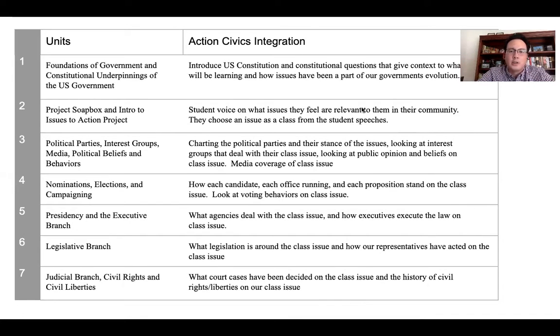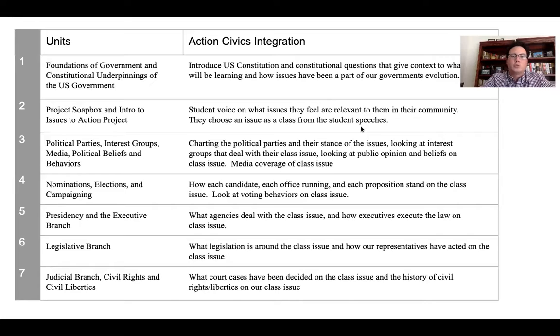So I introduce the U.S. Constitution and talk about constitutional questions and give context to what we'll be learning about throughout the whole semester and how issues have been a part of our government's evolution, giving them some examples. Then the second unit I do student voice, which I let them speak about an issue that they feel is important to them and their community.